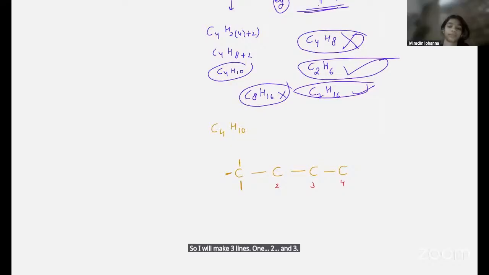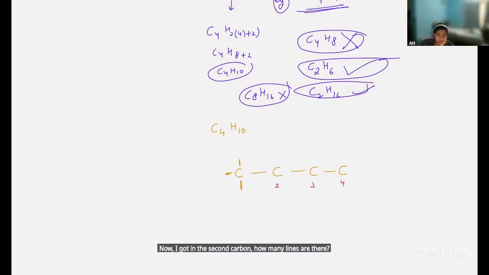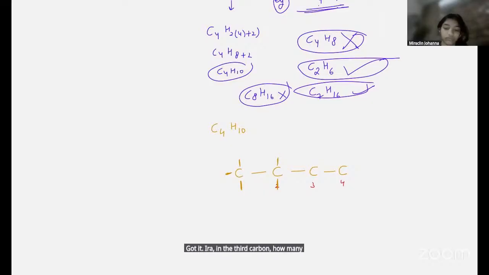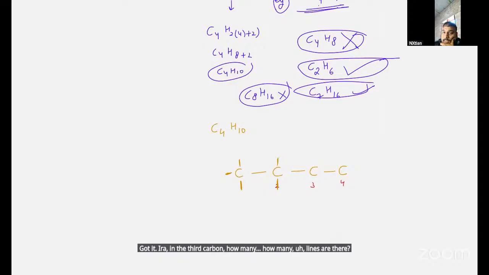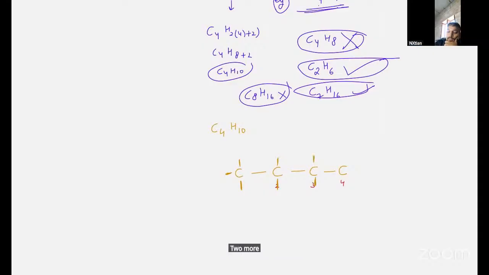Now Agatha, in the second carbon, how many lines are there? 2. And how many more are needed? Just 2 more. 1 and 2, like this. Got it? In the third carbon, how many lines are there? There are 2, sir. You need 2 more. 1 and 2.